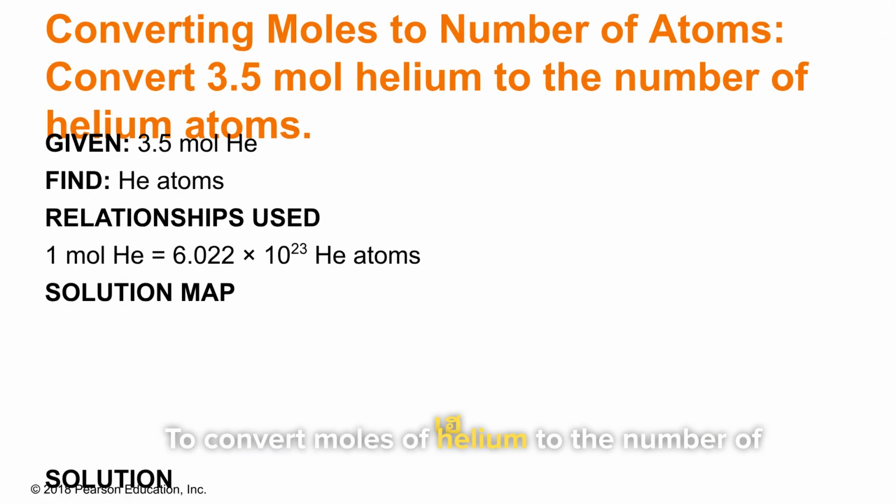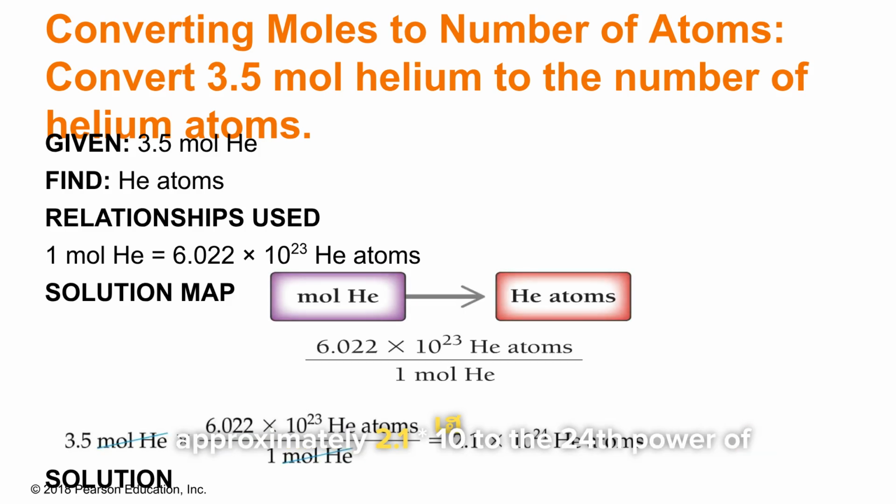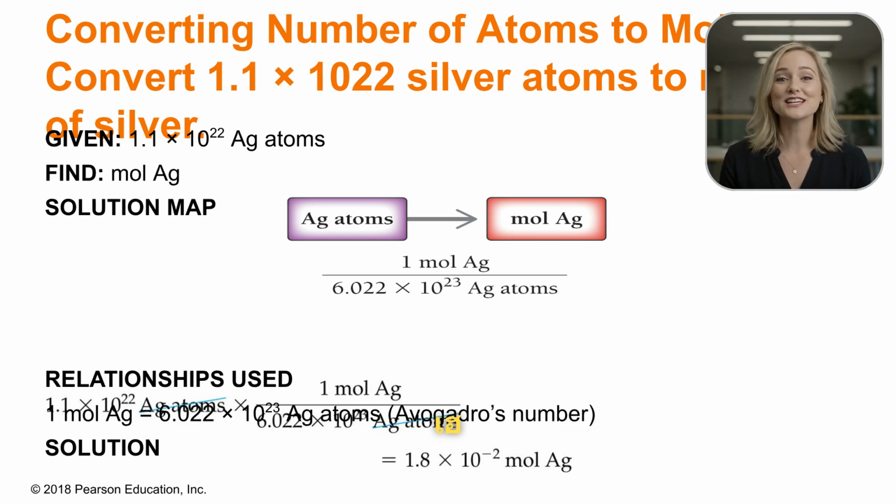To convert moles of helium to the number of atoms, we use Avogadro's number as a conversion factor. As shown here, 3.5 moles of helium results in approximately 2.1 times 10 to the 24th power of helium atoms. Now let's look at converting the number of silver atoms to moles of silver. We start with 1.1 times 10 to the 22nd power silver atoms, and use the reciprocal of Avogadro's number as our conversion factor to find the total moles.